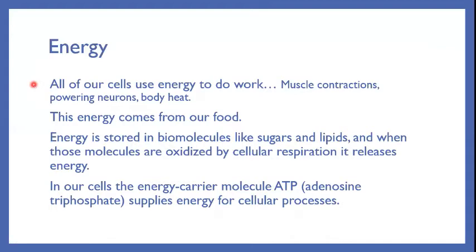All of our cells use energy to do work. The work is muscle contractions, powering the neurons in your brain, providing heat for your body. The energy that we use comes from our food. It's stored in biomolecules like sugars and lipids, and when these molecules are oxidized by cellular respiration inside of your cells, it releases energy. In our cells, the energy carrier molecule, ATP, supplies that energy for cellular processes.